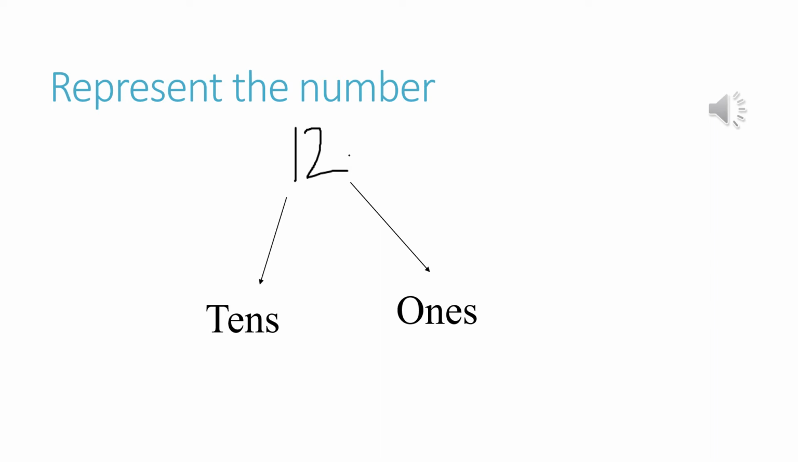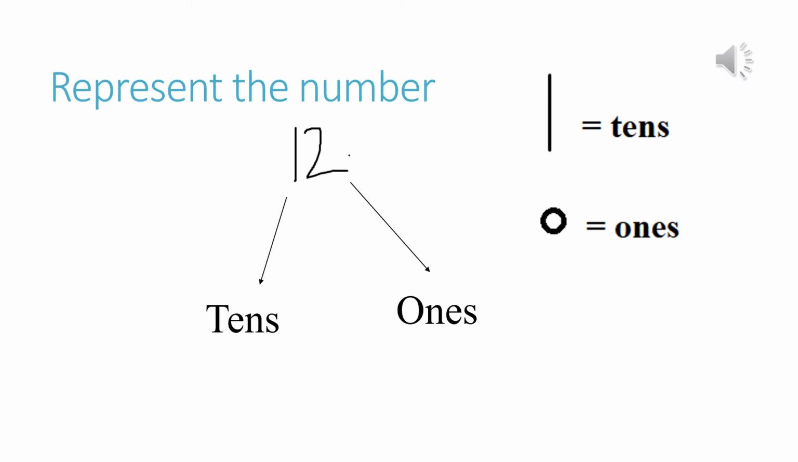My number is still 12. Now I'm going to figure out how many ones am I going to draw and how many tens am I going to draw? Do the same thing as before. I'm going to look at my number from right to left. As I look at my number from right, I could tell that I have 2 ones and 1 ten.